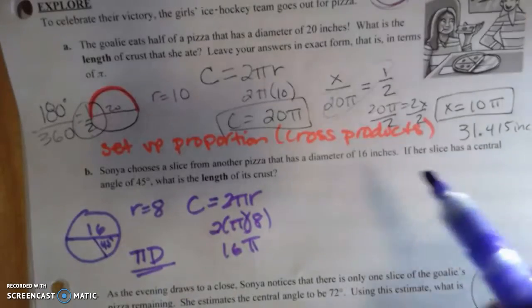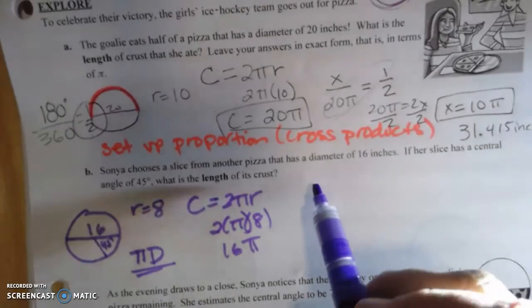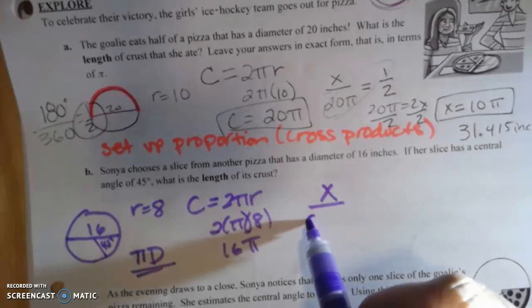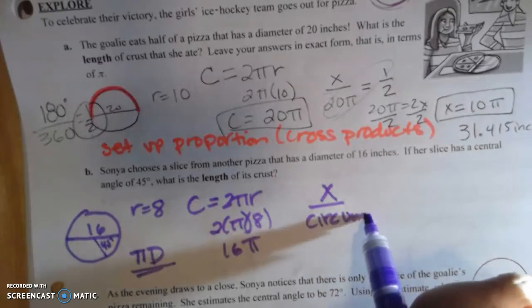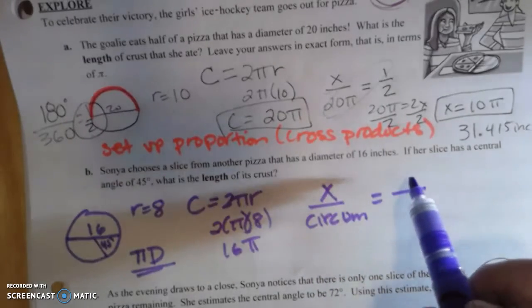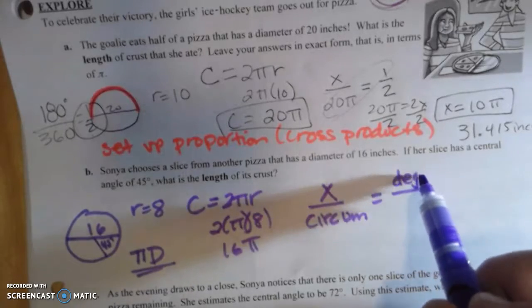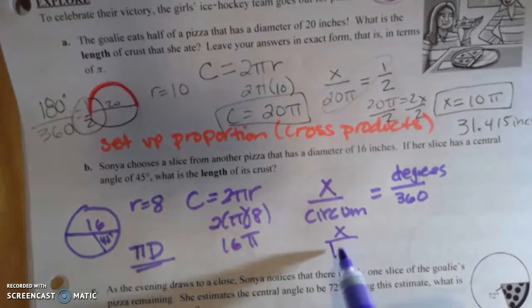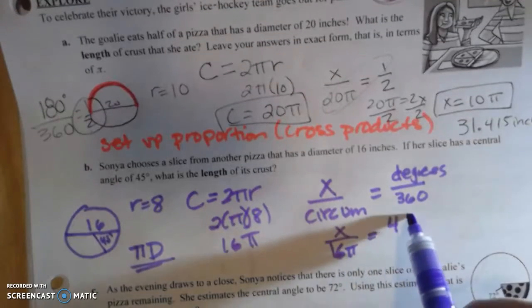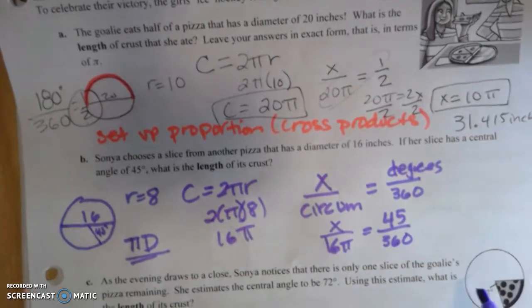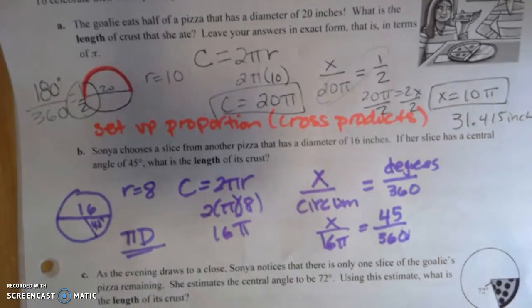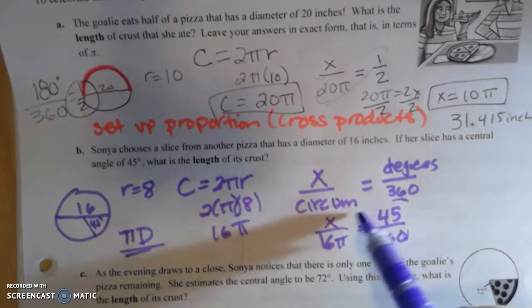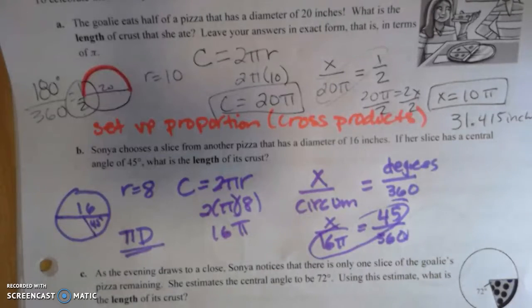So I'm really kind of doing more work. How you set this up is always going to be what we're looking for over the circumference is equal to the degrees over 360. So x over the circumference, which is 16 pi, equals the degrees we were given, 45 over 360. If you can reduce that, that's fine. Otherwise, just go ahead and go 45 times 16 equals 360 times x.